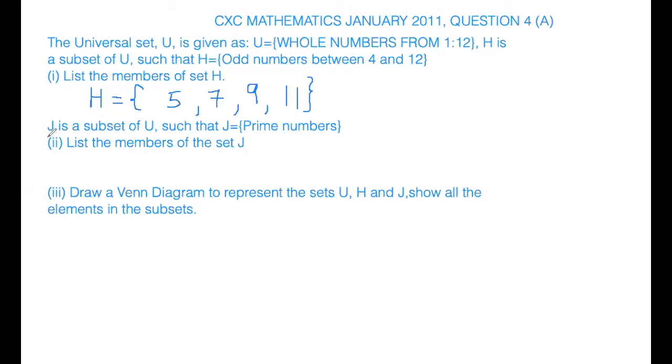Now the second part, before we answer it, says J is a subset of U, where U represents the universal set, such that J is the prime numbers. First thing, what are prime numbers? Prime numbers have only two factors, itself and 1. Remember, 1 is not a prime number. We have a stopping point in this set: we start at 1 and we stop at 12 for the universal set.